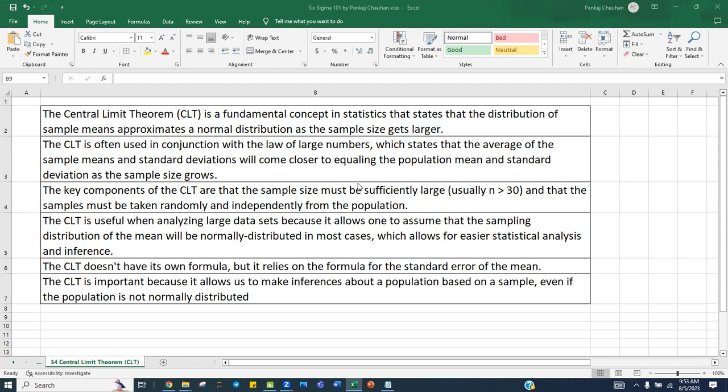Hello people, welcome back. And in this session, we'll be trying to learn about the Central Limit Theorem or CLT.